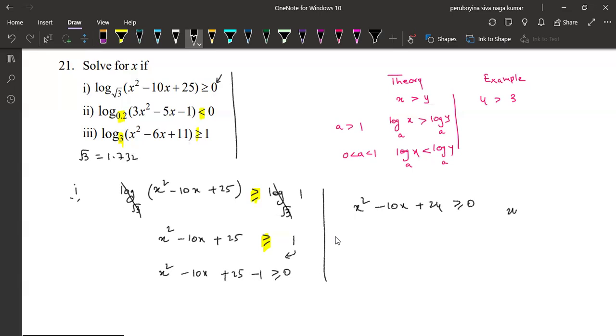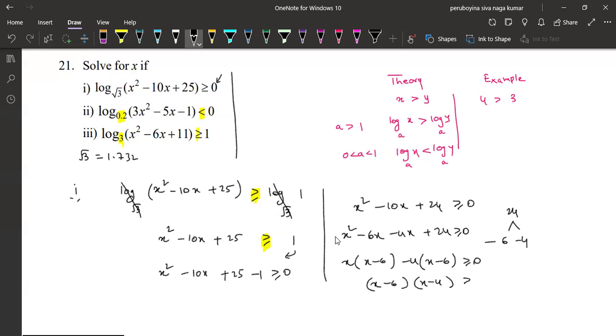And 24 can be 6 and 4, both are negatives. So x square minus 6x minus 4x plus 24 greater than or equal to 0. So take x common, x minus 6. Minus 4 common, x minus 6 greater than or equal to 0. So x minus 6 times x minus 4 greater than or equal to 0.